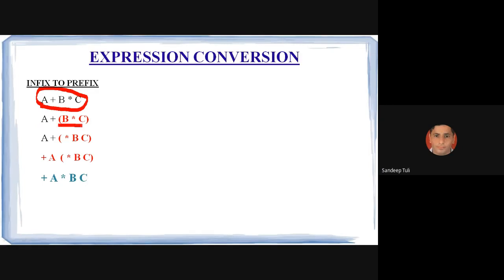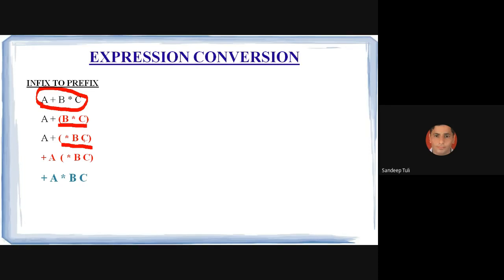which has the highest priority. So we need to work on that first. So now it will be converted into prefix form. Is it okay? Yes, sir. We can put this multiplication operator prior to both the operands. So B into C can be written as multiply B C.